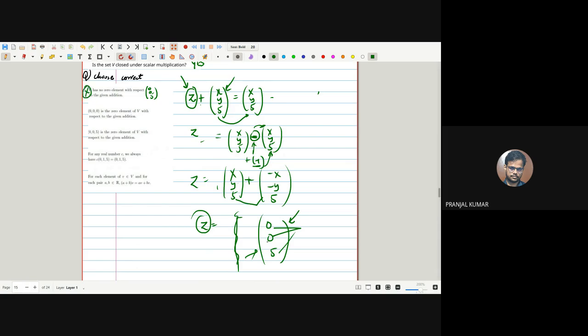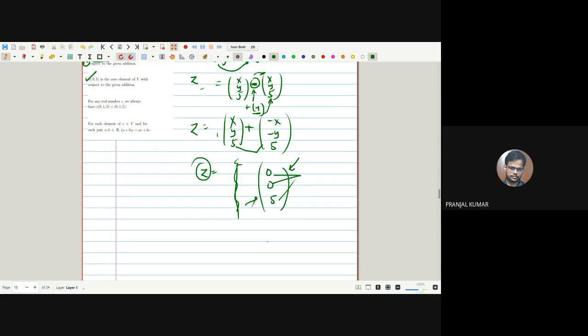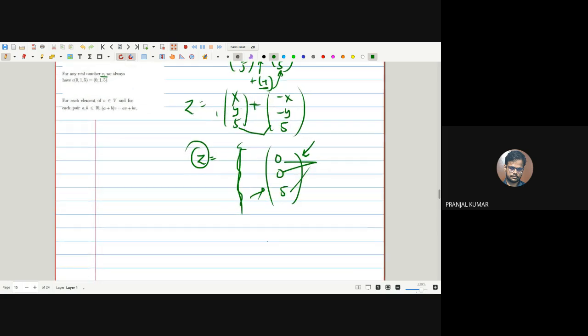So what is the 0 element? (0, 0, 0) is not the 0 element. This is wrong. (0, 0, 5) is the 0 element. Clear? Yeah, clear. Okay, for this, therefore, for any real number C, we always have C times the vector equal to (0, 1, 5).